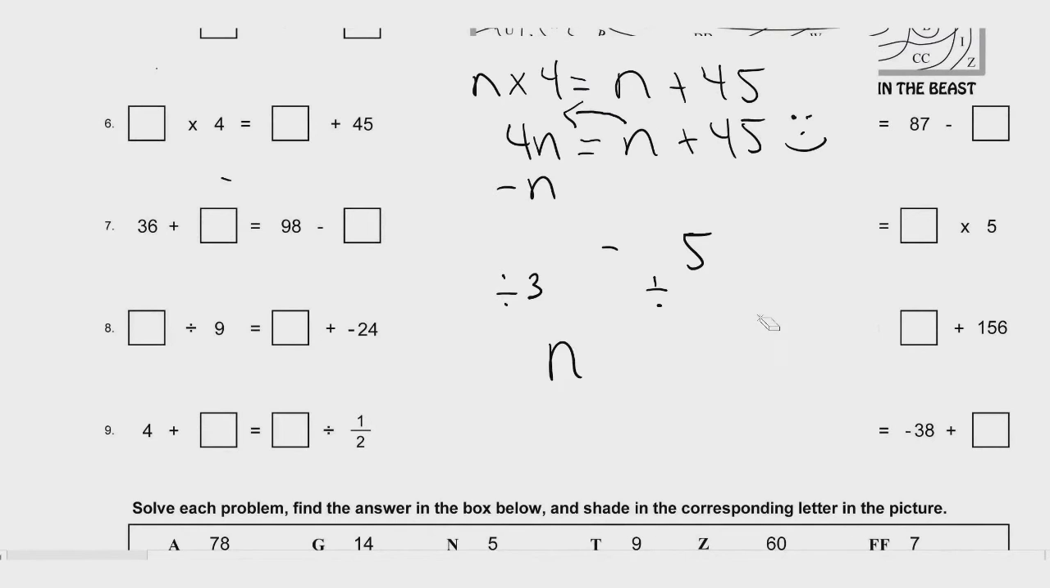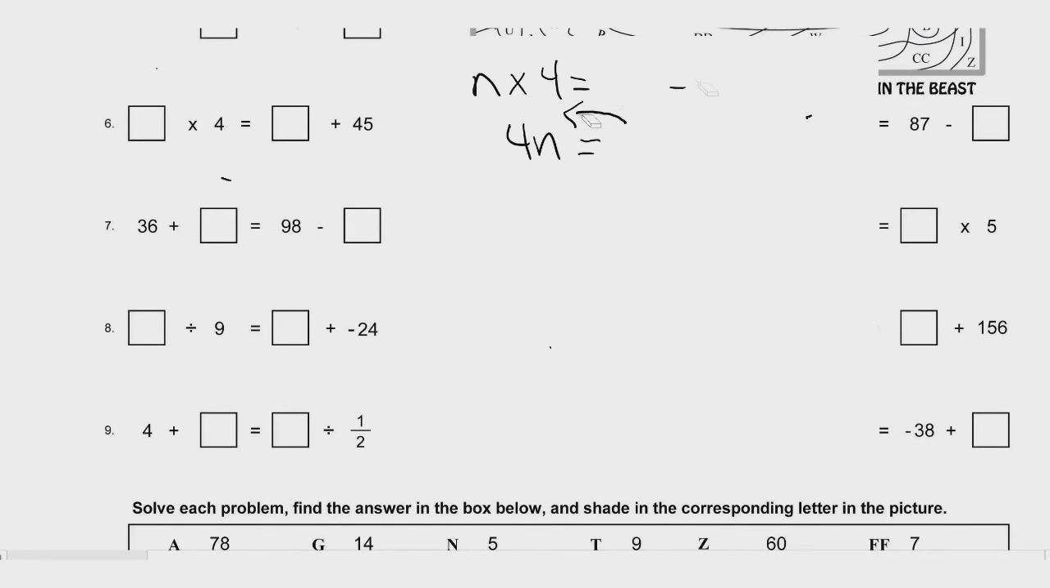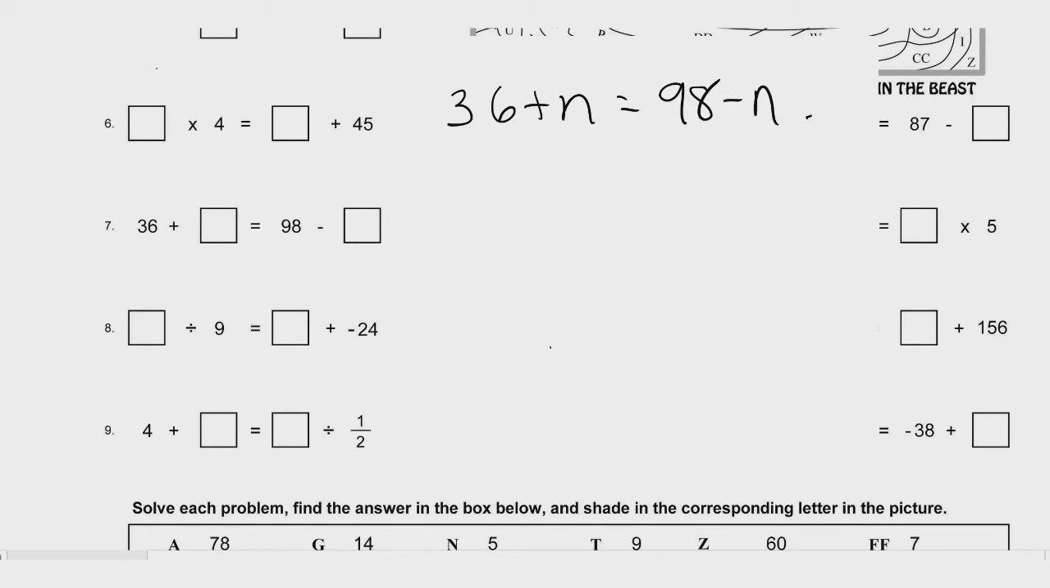Problem 7 has a 36 plus an empty box. Well, the empty box is going to be n again. Remember, you could use any variable you want. You could even use a symbol if you want. I'm just using n because I think it's easier for me. So I'd say 36 plus n equals 98 minus n.